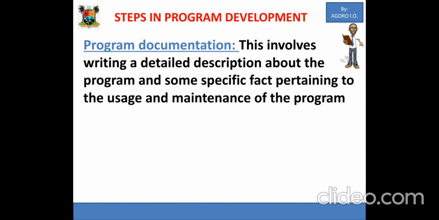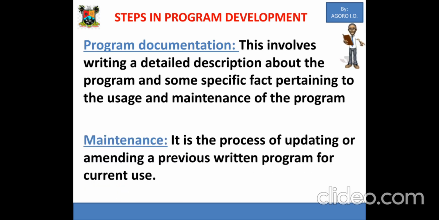Program documentation. This involves writing a detailed description about the program and some specific facts pertaining to the usage and maintenance of the program. Take note, it involves writing a detailed description about the program.